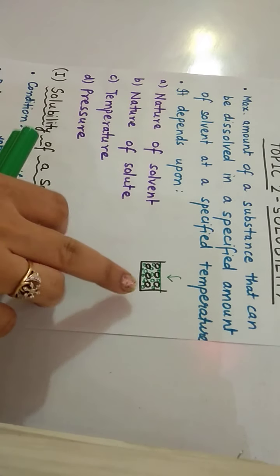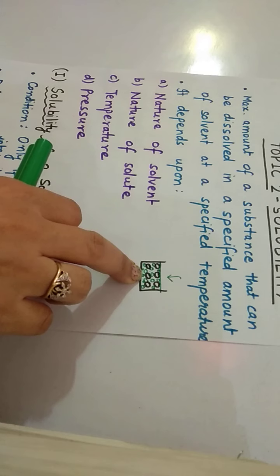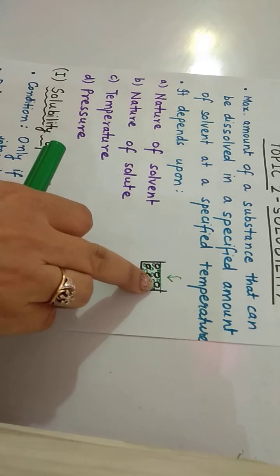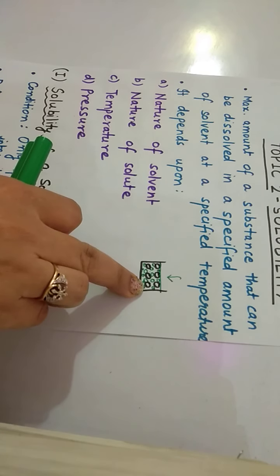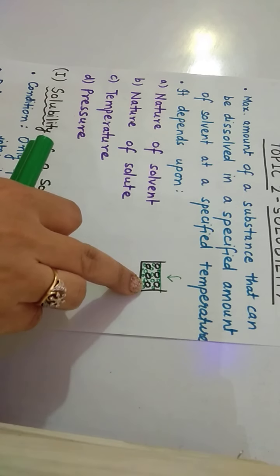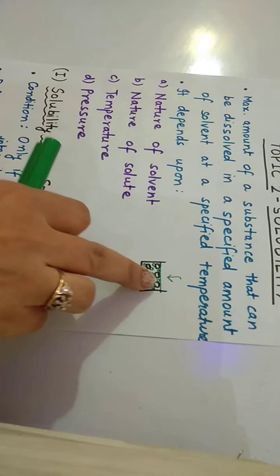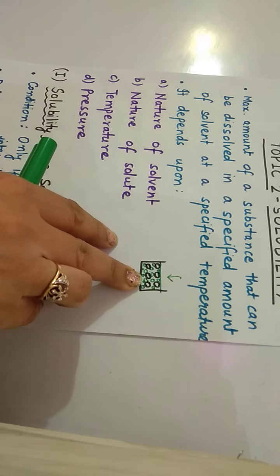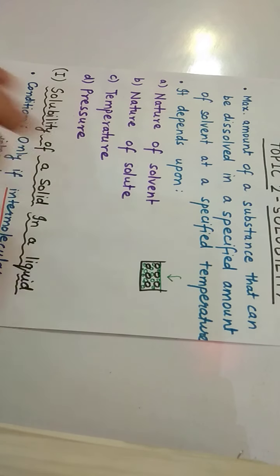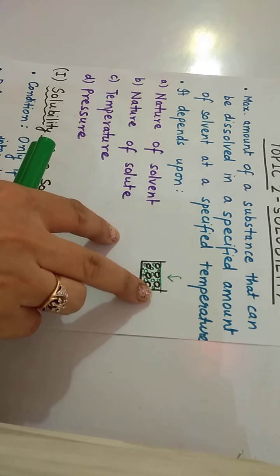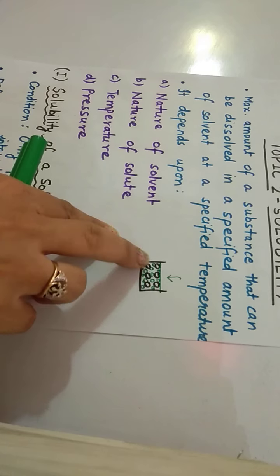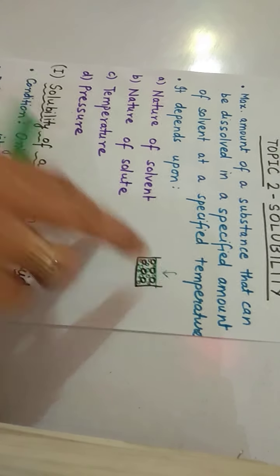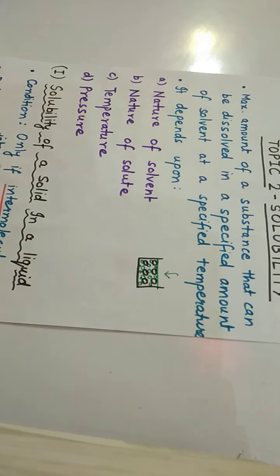Earlier I have shown you, I have taken a glass of water. Here the black ones are the molecules of water and the green ones are the molecules of sugar. I have taken a fixed amount of water, and in that I have added a fixed amount of sugar. So what happened exactly?